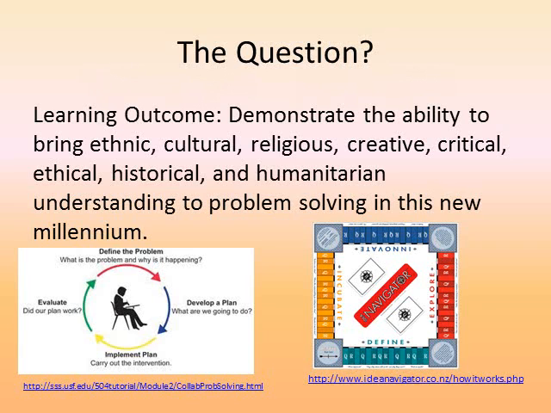The questions you should ask yourself about the problem-solving process and this learning outcome are: what assignments in your NCRP coursework did you describe or prescribe problem-solving strategies? Second, how does problem solving vary among ethnic, cultural, religious, creative, critical, historical, and humanitarian groups? And third, how is the problem-solving process evolving with the globalization and technologies of the new millennium?